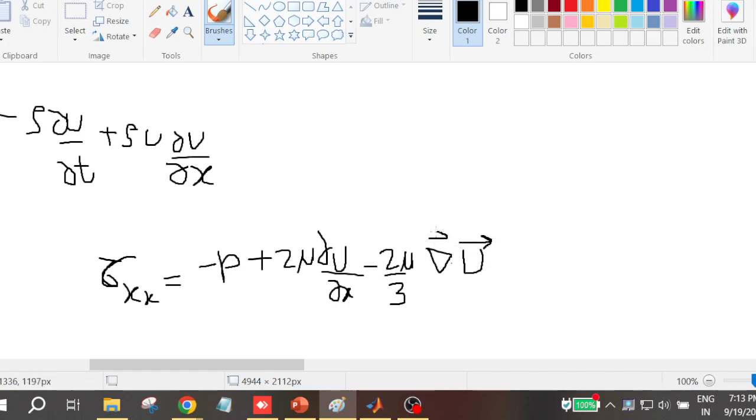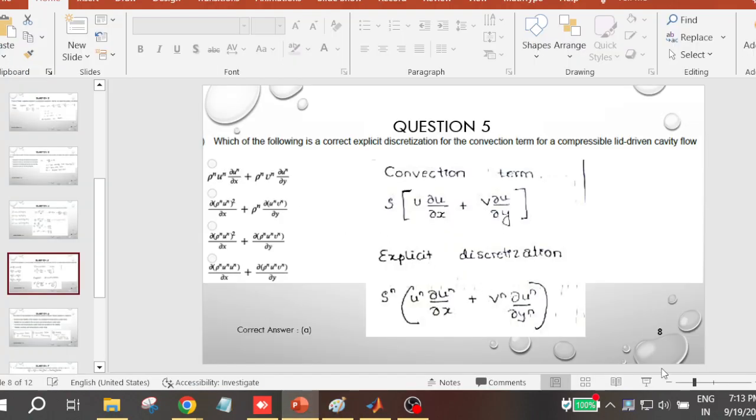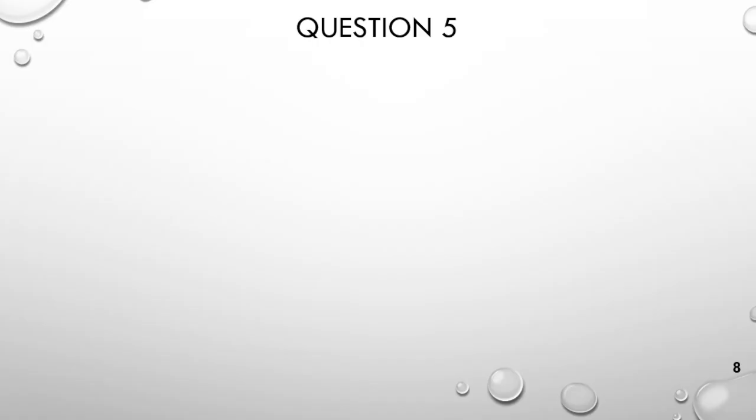This is the extra term which you get for compressible flows, and you take ∂/∂x of this term in the momentum while deriving the momentum equation. So everything will change here. This is the whole thing which is changing in compressible and incompressible flow, but in the convective part things will not change. So A and D should be correct for this.